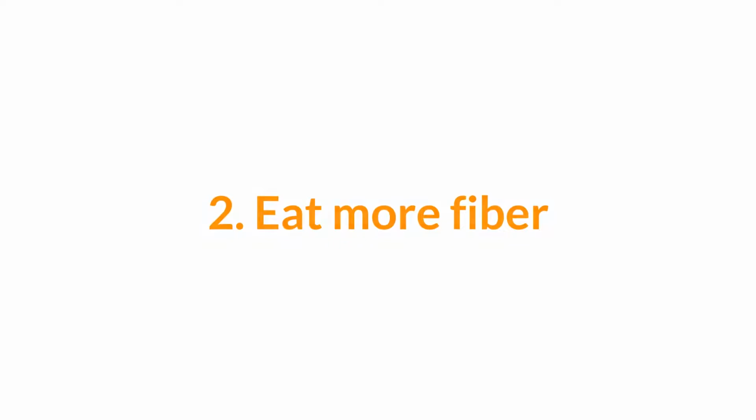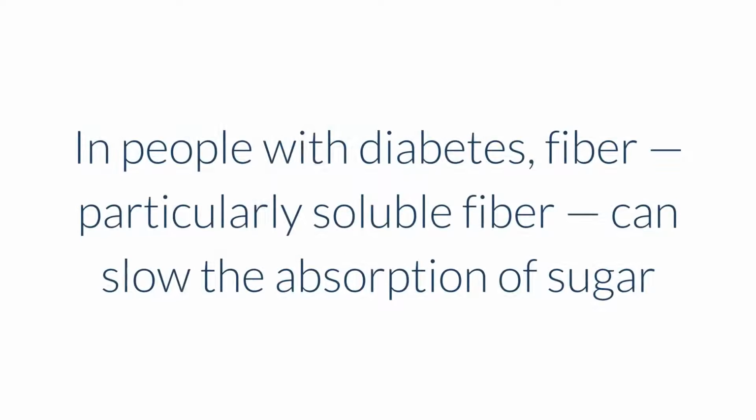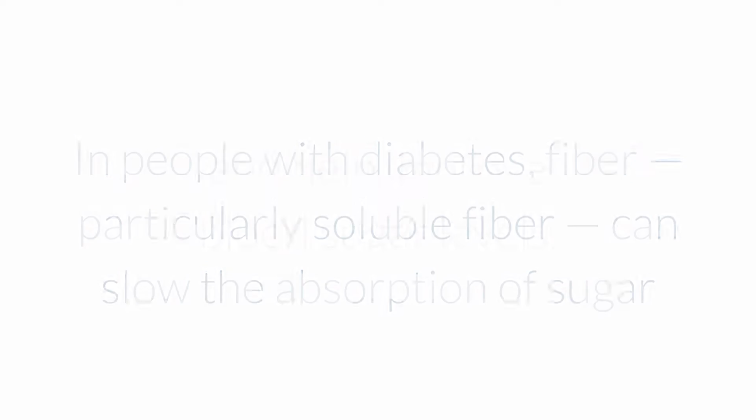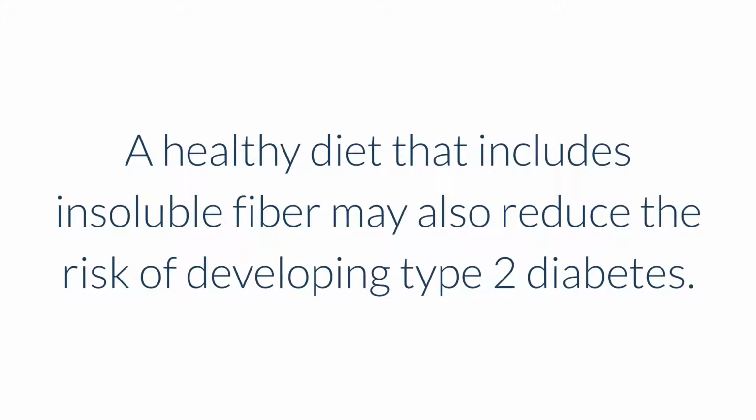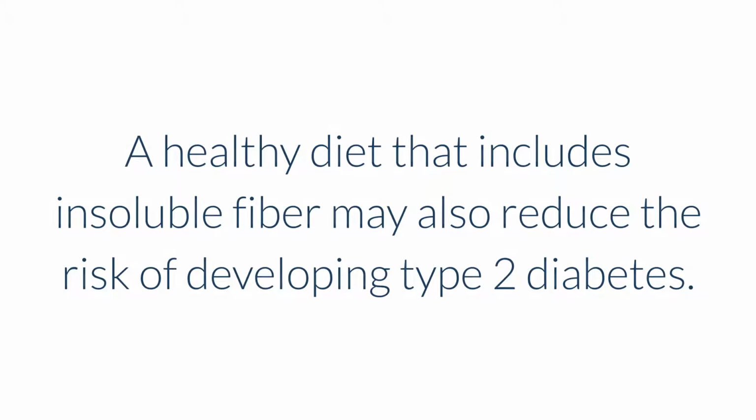2. Eat more fiber. In people with diabetes, fiber, particularly soluble fiber, can slow the absorption of sugar and help improve blood sugar levels. A healthy diet that includes insoluble fiber may also reduce the risk of developing type 2 diabetes.